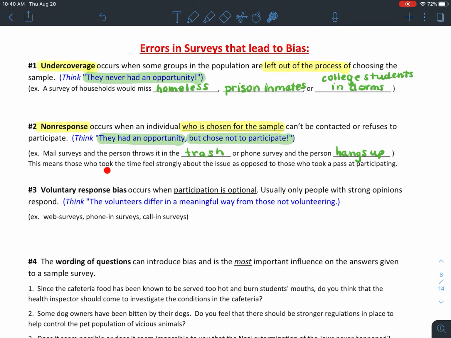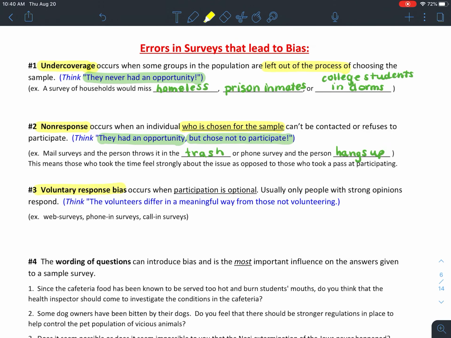It also could mean that they just took the time to feel strongly about the issue as opposed to those who just kind of take a pass on participating. So non-response. They were selected, but they're choosing not to participate. Okay, as opposed to voluntary response bias, which generally comes up with the voluntary response sample.